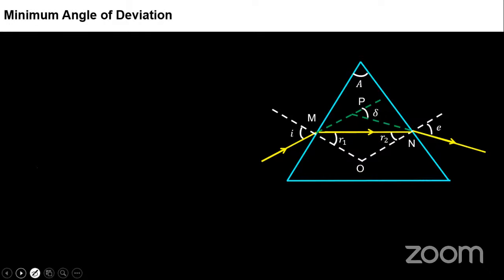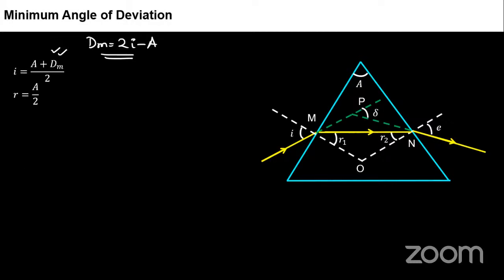Let us see the next slide. So this is the condition we have already seen, right? It was due to that: dm equals 2i minus A. This is not radius of curvature. This is r, that is the refracting angle.